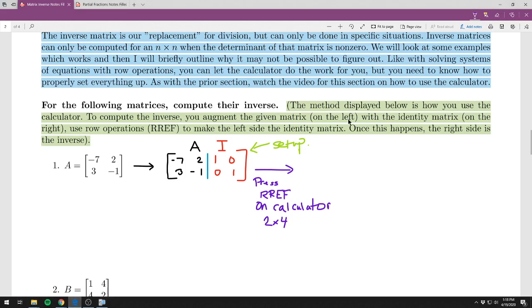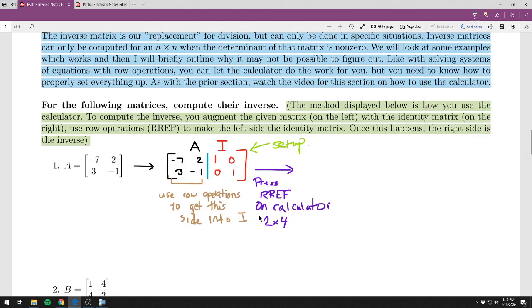And now we're going to reduce to reduced row echelon form, RREF. Your calculator is going to do the steps for you, but the goal here is to use row operations to get this side into the identity matrix. Basically, we want to do row operations to make a 1 here, a 0 here, a 0 here, and a 1 here.